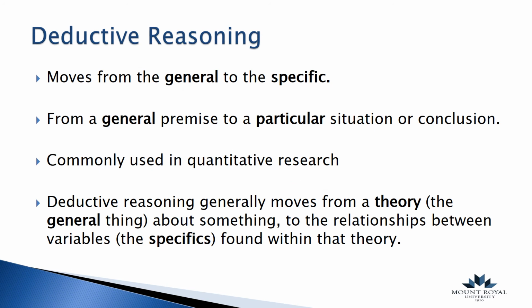Okay, let's look at the opposite, deductive reasoning, and this moves from very, very general to the specific. So from a general premise or theory to a particular situation or conclusion, and this is commonly used in quantitative research. Deductive reasoning generally moves from a theory, the general thing about something, to the relationships between variables, the specifics that are found in that theory.